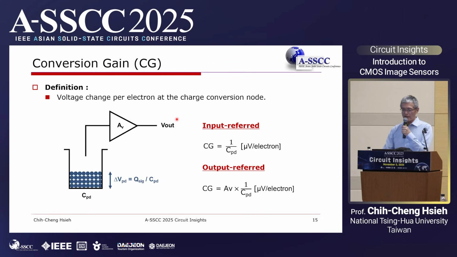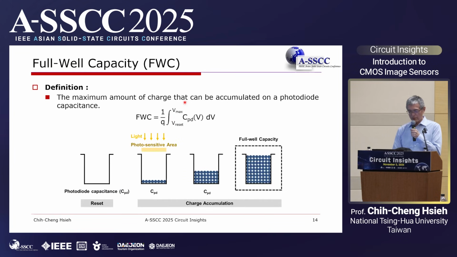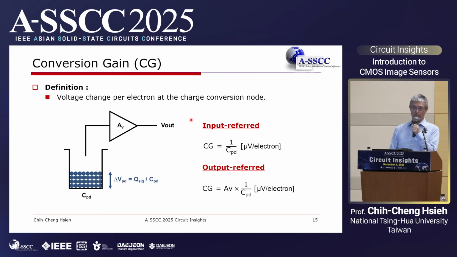Okay, the other one is the conversion gain. We need to remind you, in this equation, the full well capacity is proportional to the sensor capacitance, CPD here. If we use a larger CPD, we can get a larger full well capacity, but it comes with a trade-off. The trade-off will be conversion gain.